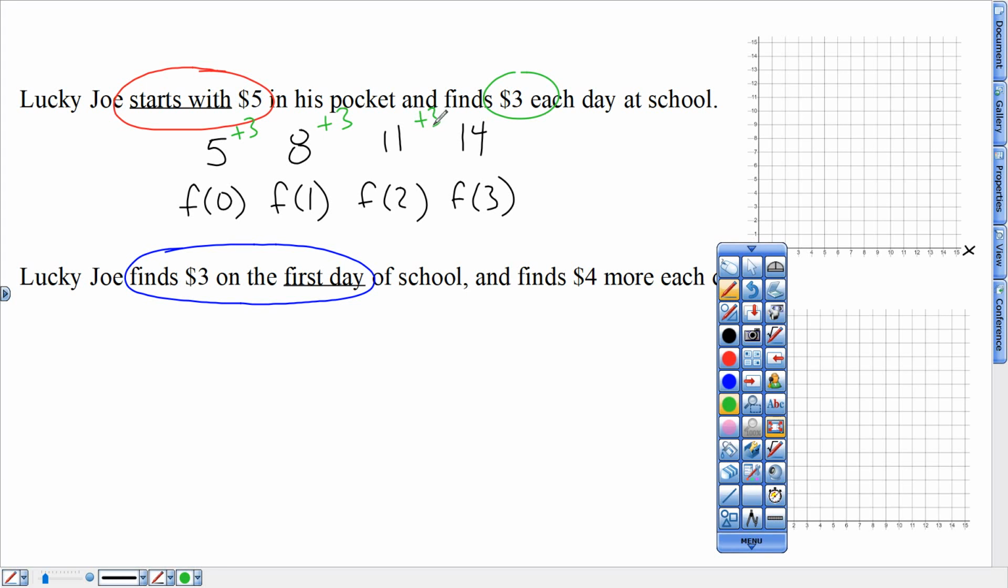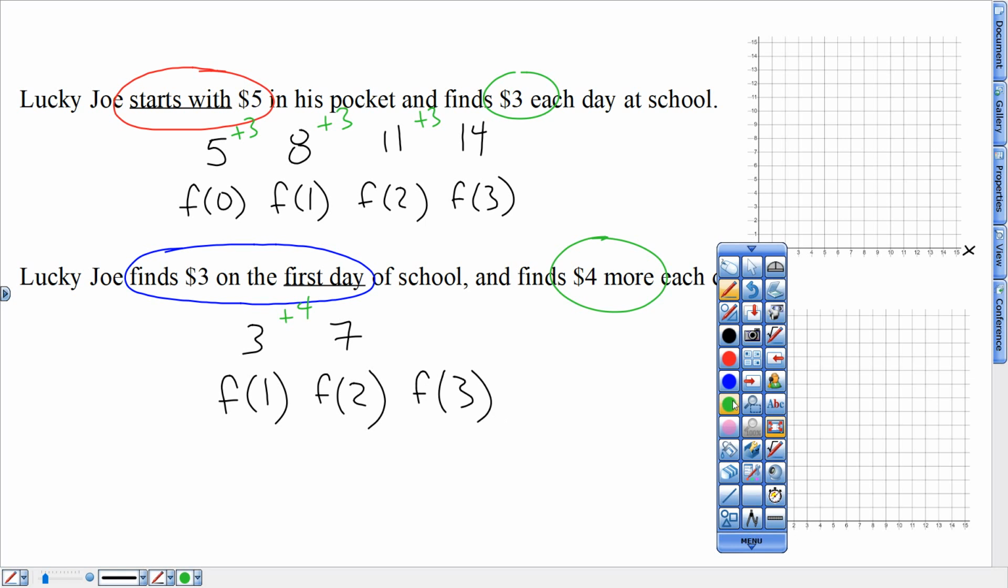The next one there, looking at it, has $3 on the first day. That means it doesn't give you the zero term. It gives you the first term there, which is 3. And then it's telling you that after that, the next day, the second day, I'm adding 4 more here. Adding 4 gives me, after the second day, I now will have $7. And then to the third day here, adding that 4, I now have 11.